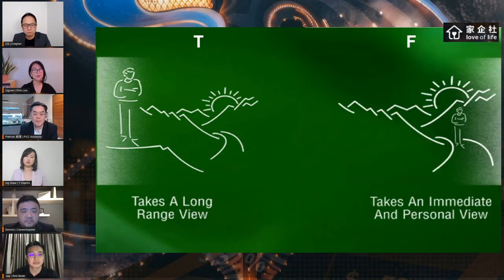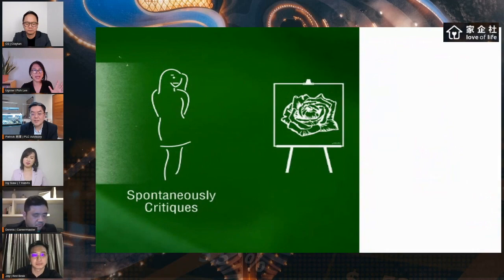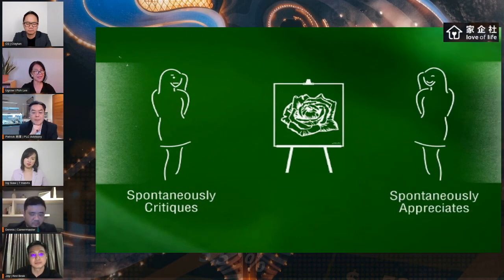Okay. So T will take a long range view, which is to see what is the future, 2 years, 3 years down the road, what is the objective. But F will take a more immediate, now view and take more of a personal view, which is not based on fact, not based on objective. And T very quickly comes to spontaneous critique, but F will rather than critique, they appreciate. You see the two different ways of making a decision.